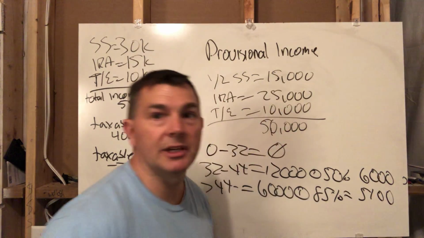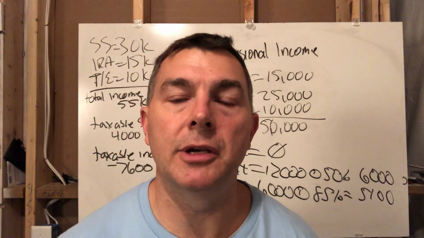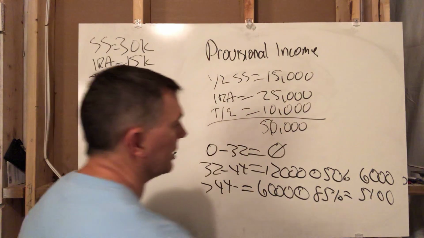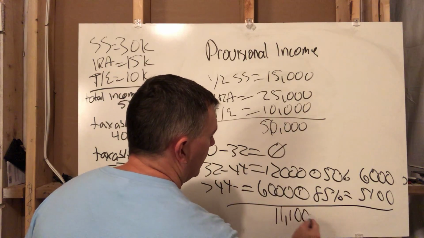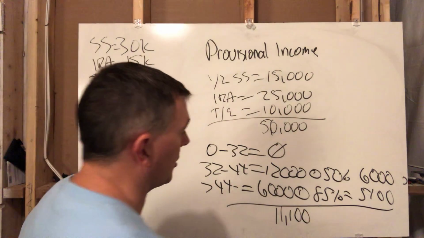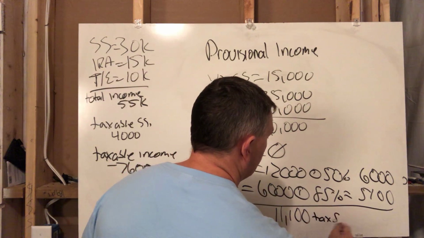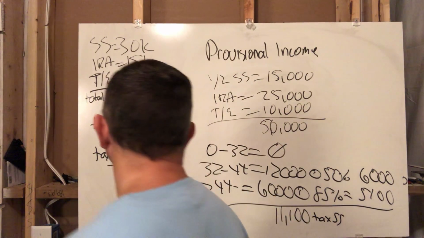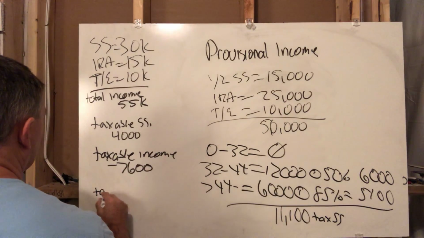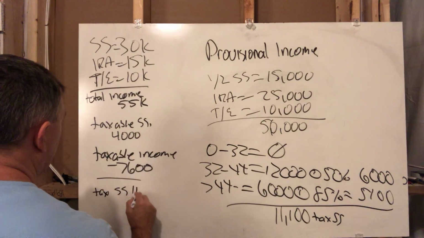It's not that I know that so quickly; I've just done this calculation so many times I know exactly what it's going to be. So we have $11,100 as our taxable Social Security. Taxable SS, $11,100. Remember that.